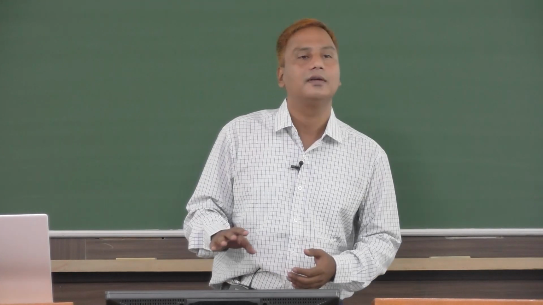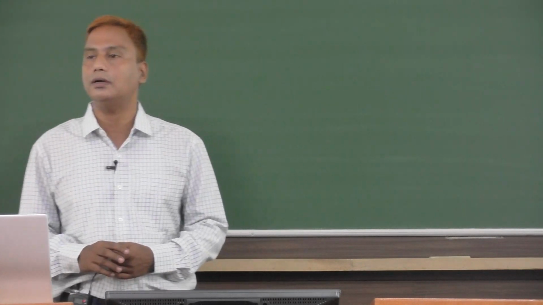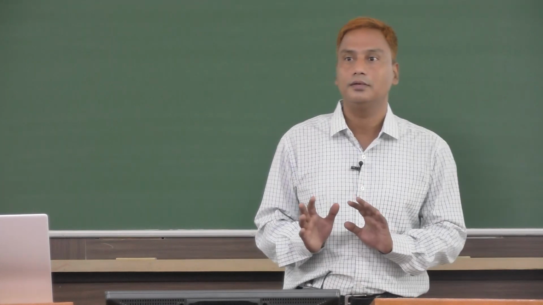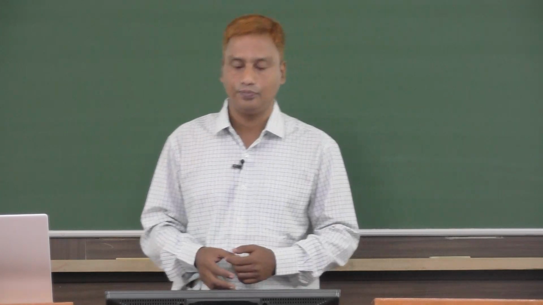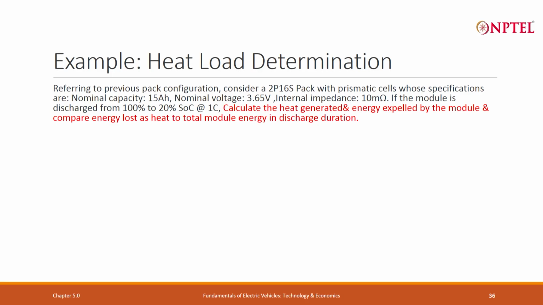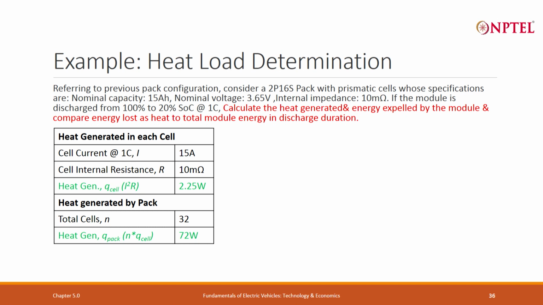So, even before removing, first we need to know the estimate of the amount of energy which we need to remove as heat. That is what we have done in this example problem. If you see the cell current at 1C, for one cell it is 15 ampere only; 2 cells together give 15 plus 15, 30 ampere, 2 parallel.